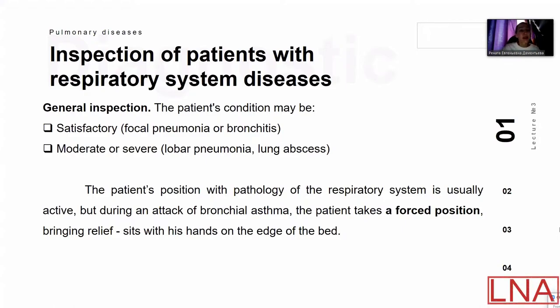The patient position with pathology of the respiratory system is usually active. There is no reason for a passive position, but during an attack of bronchial asthma, we know that the patient takes a special position that helps increase the volume of the chest. And also, we know two more positions in patients with respiratory diseases: the position of a patient with dry pleurisy and the position in a patient with unilateral disease.